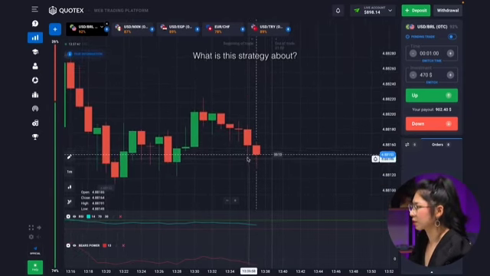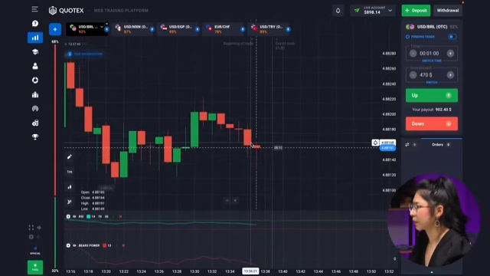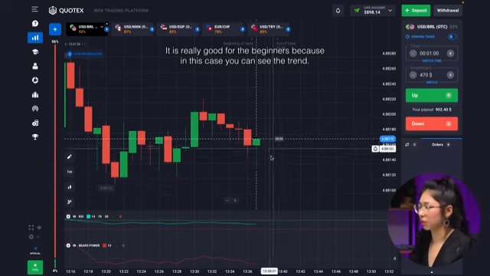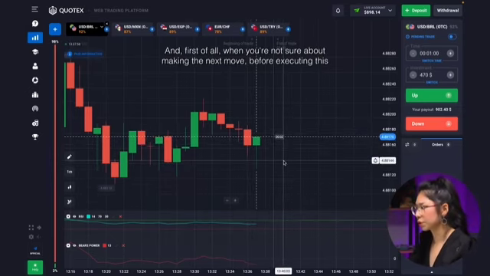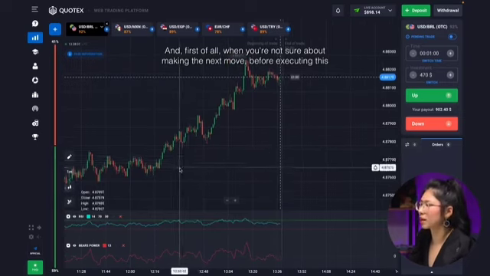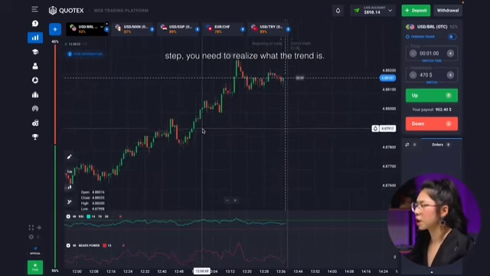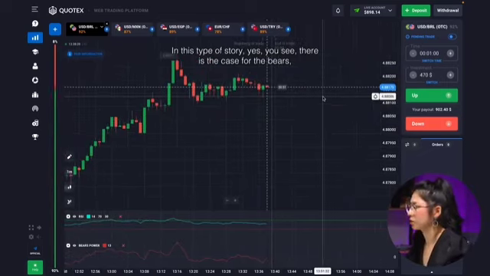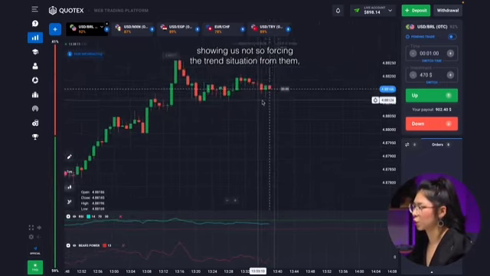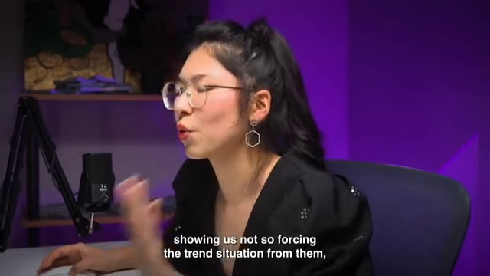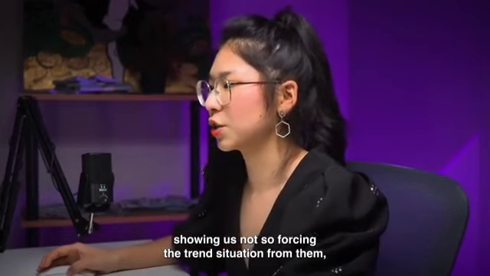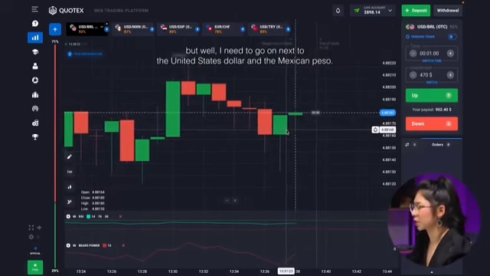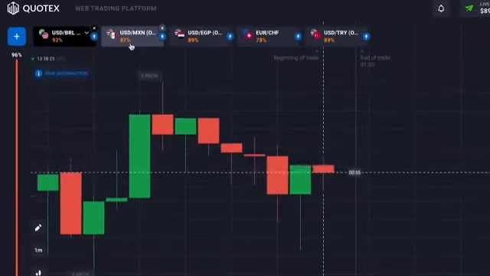So what is this strategy about? It's really good for beginners because in this case you can see the trend. First of all, when you're not sure about making the next move, before executing this step you need to realize what the trend is. In this case, you see there's a case for the bears, not showing a very forceful trend from them, but I need to go next to the United States dollar and the Mexican peso.